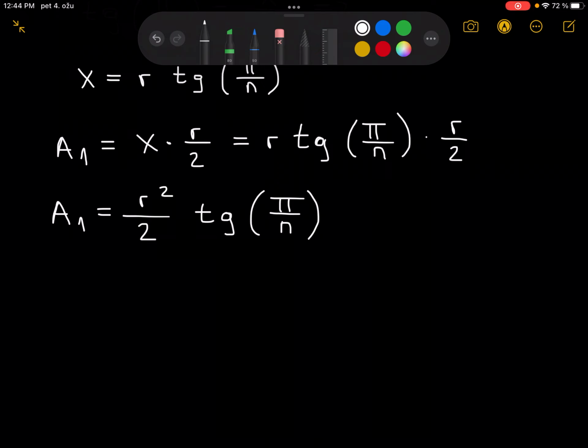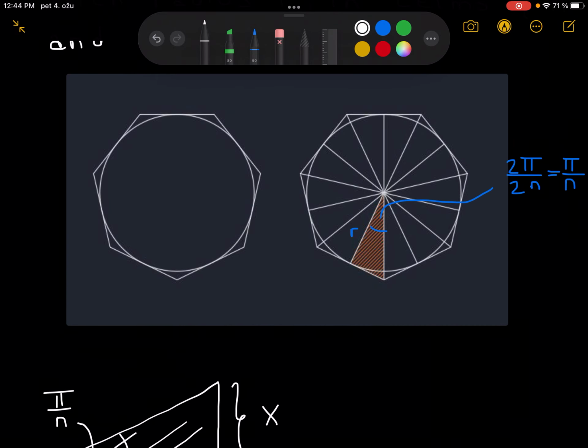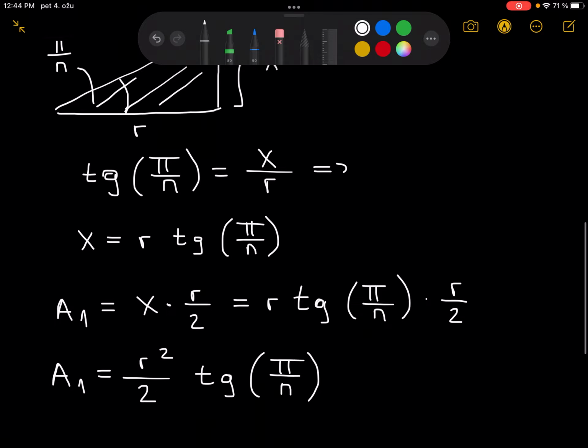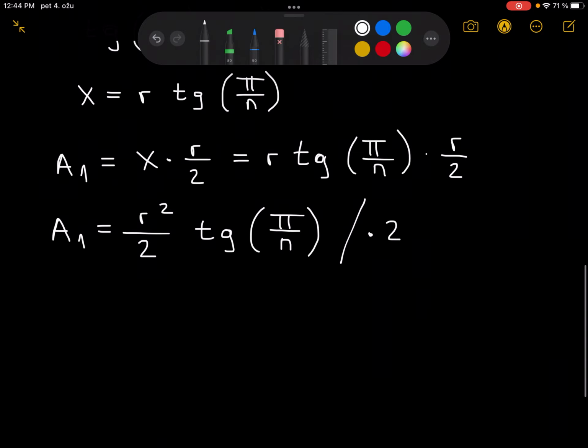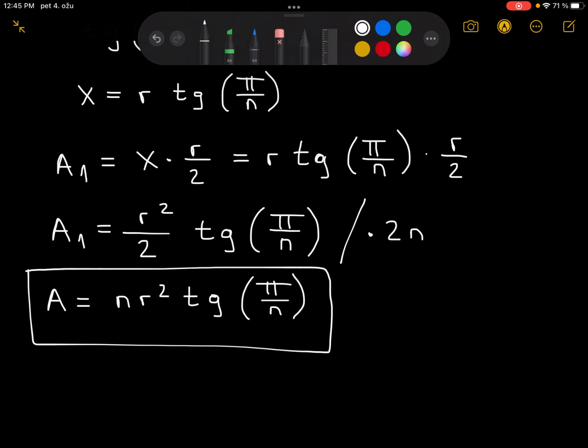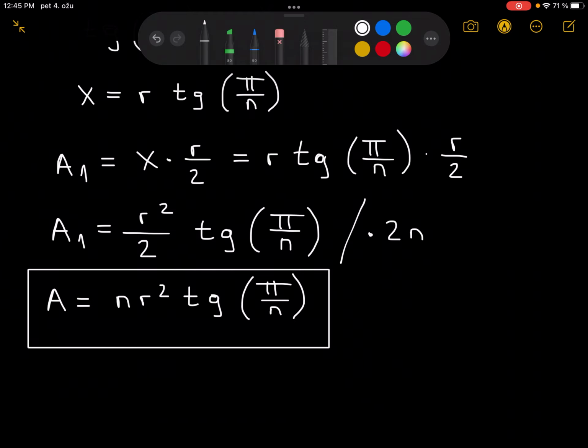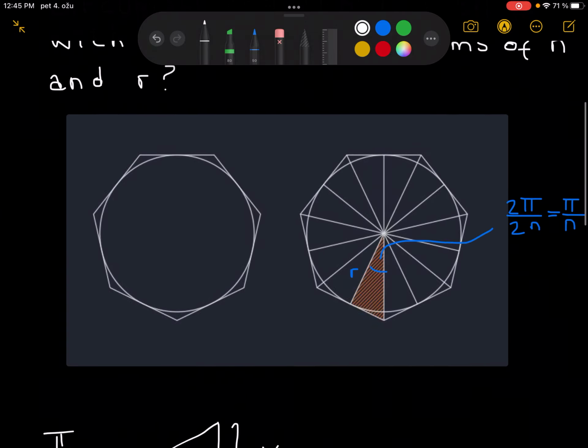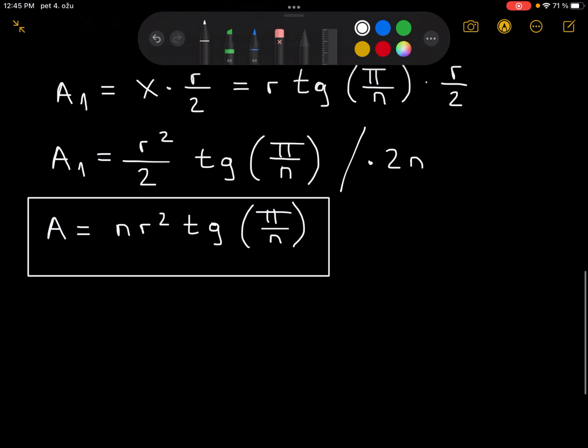Okay. And so what's the area of all of these triangles going to be? Well, since there are 2n triangles, we're going to multiply everything by 2n. So on the left hand side we'll get the area. The 2 and the 2 will cancel out, so we'll get that the area must be equal to n r squared times the tangent of pi over n. Okay, so that's the area of our polygon. That's the area of this entire polygon. Cool.